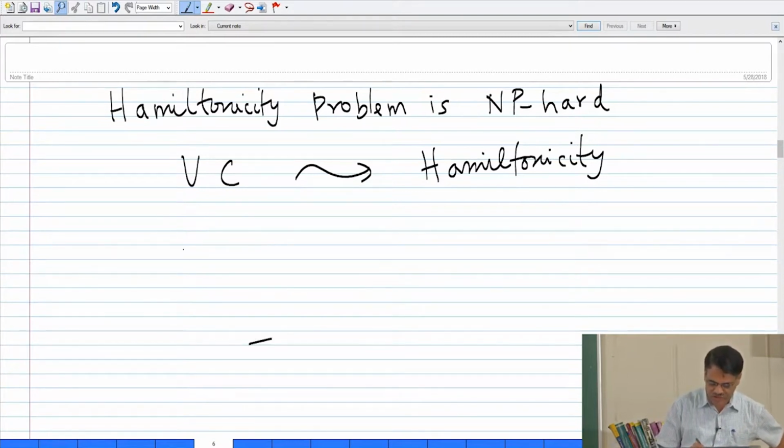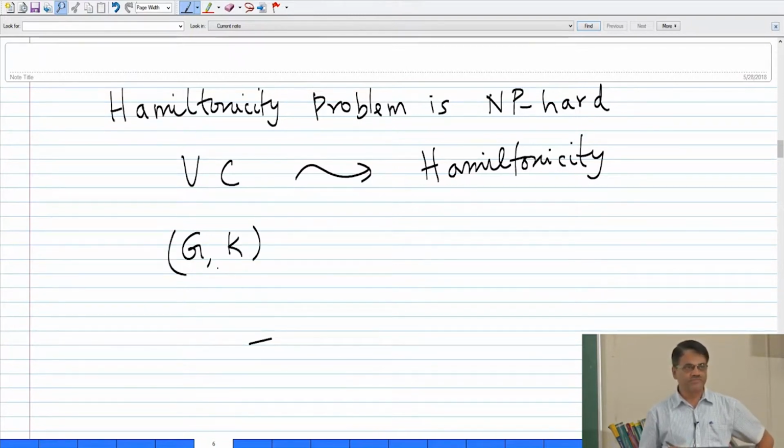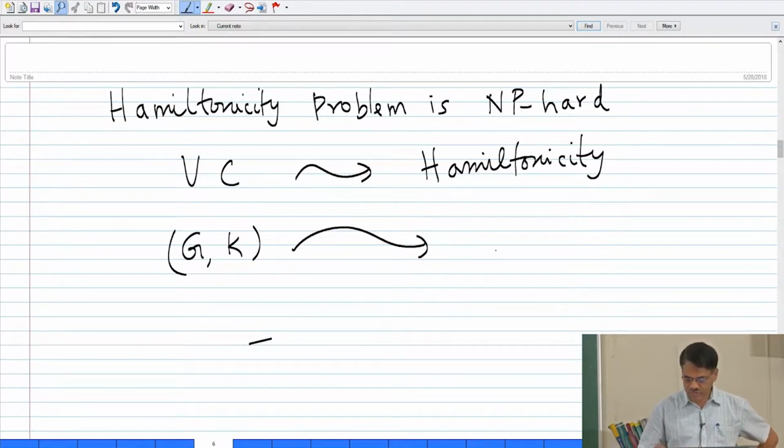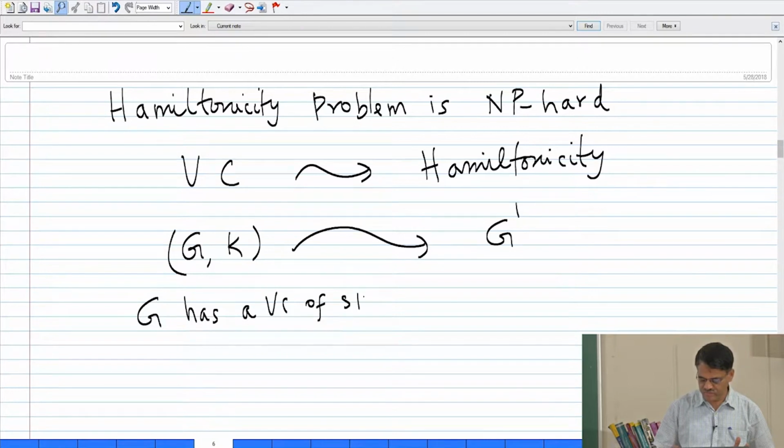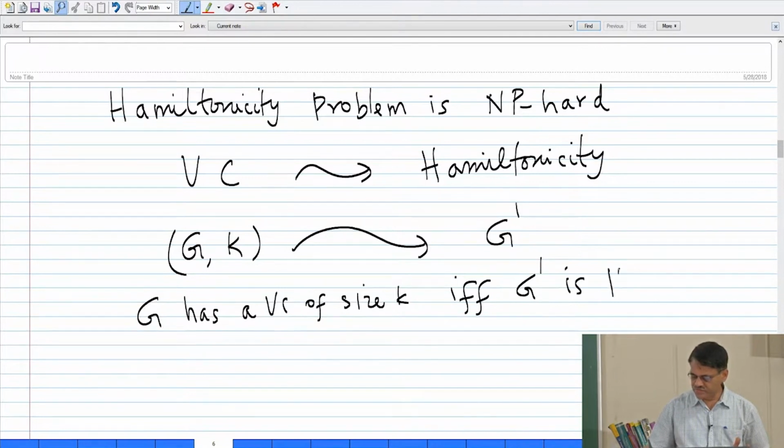So what do we have to do? Given a graph, so input here is G and you are asking for a vertex cover of size K, a subset of vertices that cover all edges, and I am going to construct a G prime. There is no K or anything here. What is the property I want in this reduction? G has a vertex cover of size K if and only if G prime is Hamiltonian.